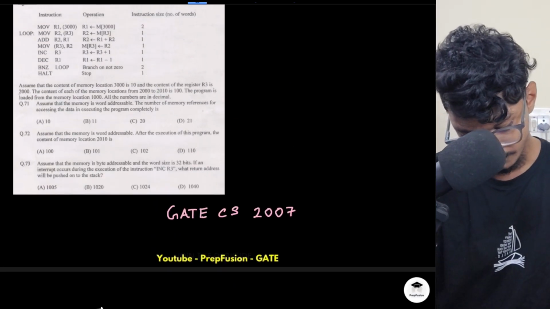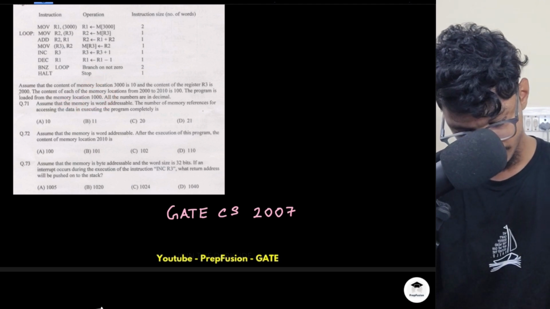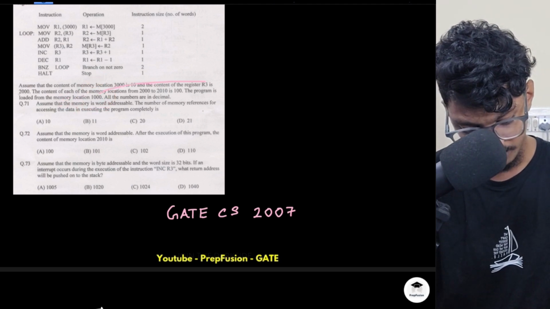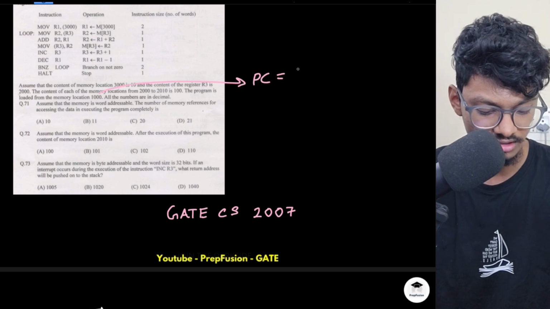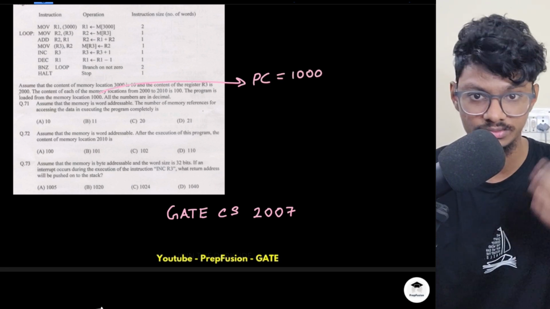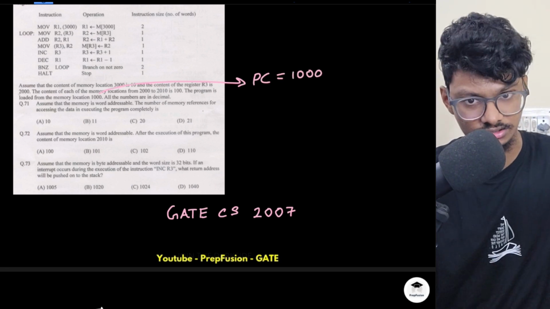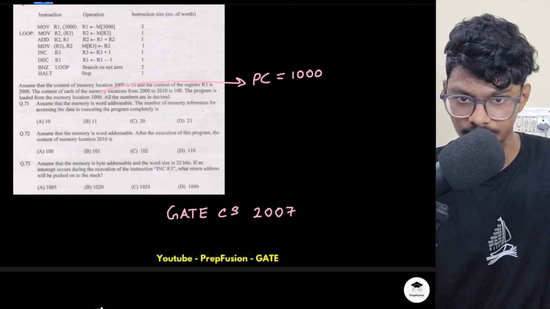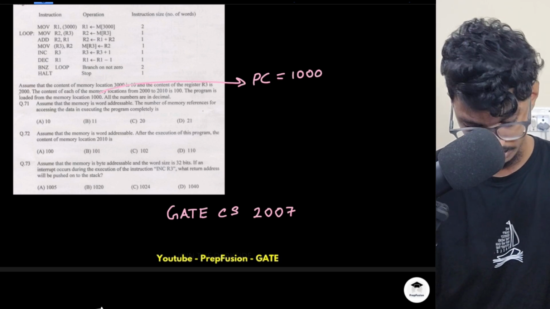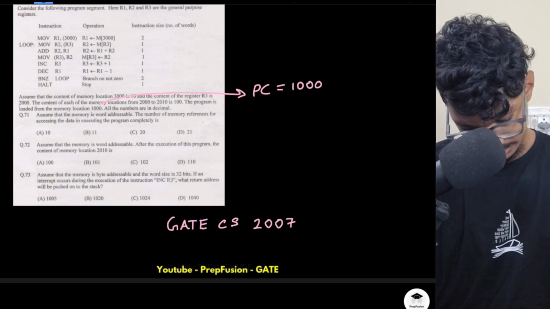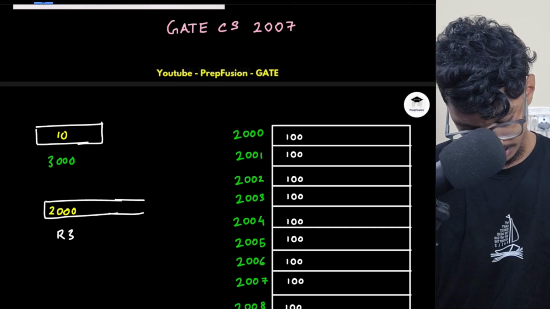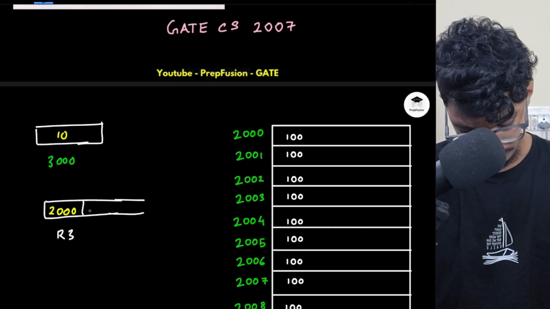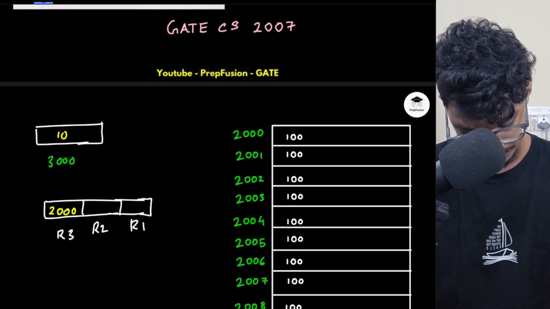And the program is loaded from the memory location 1000. So what does it mean? It means that my current PC value, that is the program counter value, will be 1000, right? Because PC stores the next instruction. So after this instruction has been fetched, PC will get updated simply. That is what they have given me, nothing else. R1 and R2 are also there, but they have not given any information about R1 and R2.